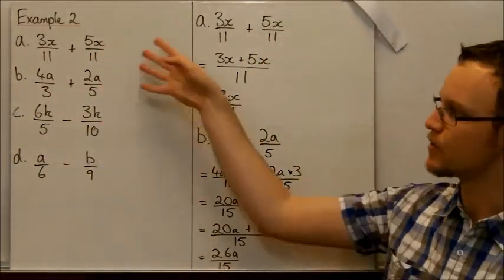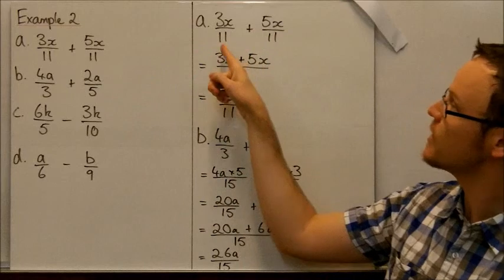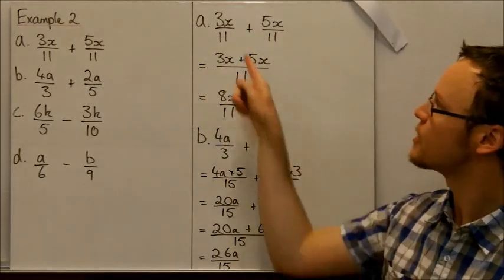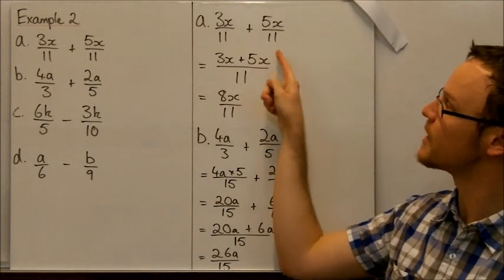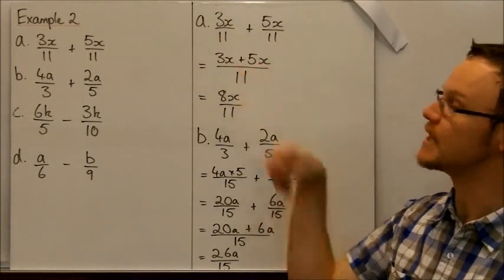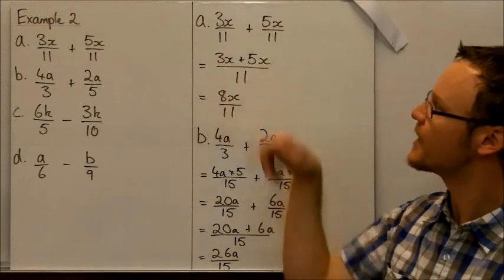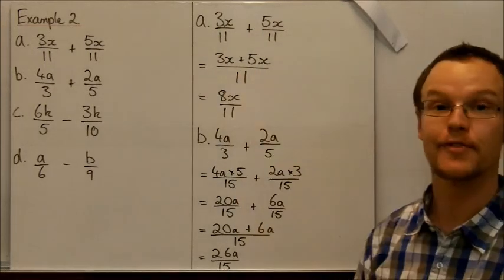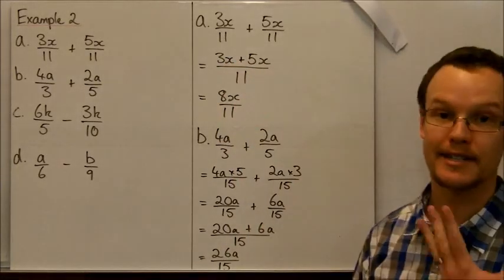Second example, we've got 4 parts to this example. In our first question here, they've got the same denominator. Because these two algebraic fractions have the same denominator, we can just add the numerators and keep the denominator as 11. They are like terms, so they're both x, so 3x plus 5x is 8x all over 11.